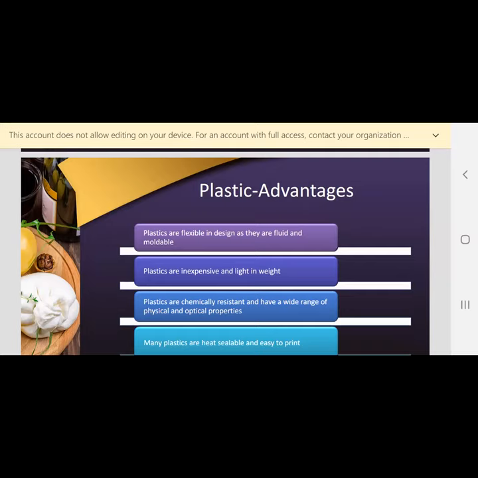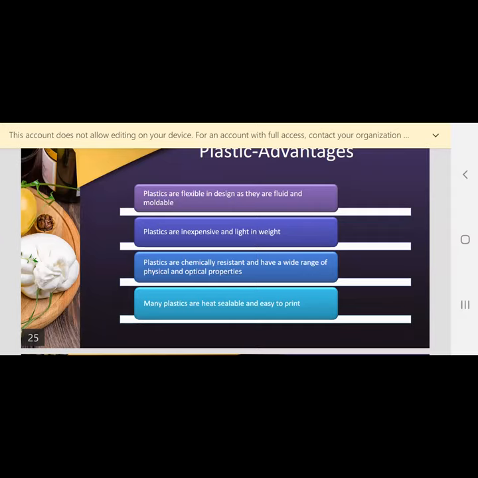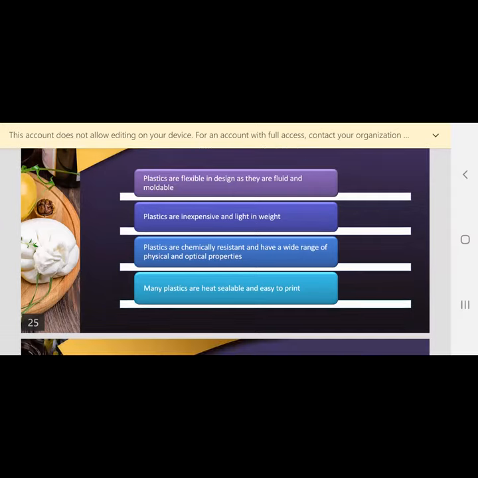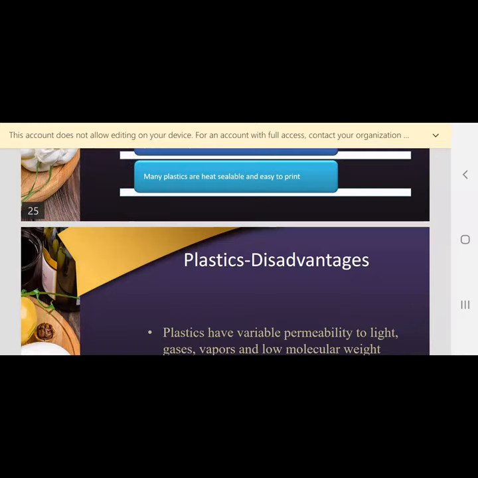Plastics are inexpensive and light in weight. Why is plastic inexpensive? Because plastic is a byproduct of the petroleum industry, so we don't have to manufacture it separately. That's why plastic is so inexpensive, and it can be recycled also. We all know plastics are chemically resistant and have a wide range of physical and optical properties. Many plastics are heat sealable and easy to print. That is a very good point, that plastic is very easy to print.